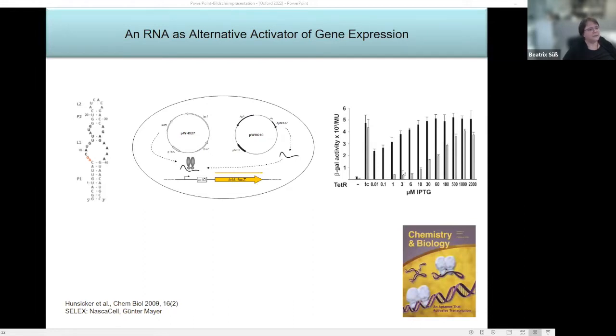As you can see here, the aptamer is induced by IPTG, so it was a TAC promoter. If we increase the amount of IPTG, this means if we increase the amount of aptamer in the cells, we can switch on gene expression. Gray and black here are different expression levels of the aptamers. So this was a cool story in the beginning.